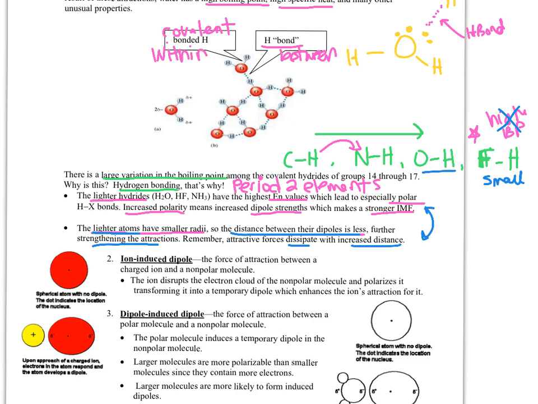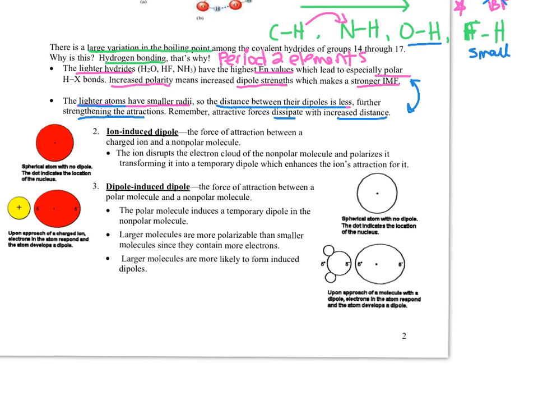The second type of IMF you want to be aware of is the ion dipole. The ion dipole is exactly what it sounds like. It's when you have a charged ion and you bring it near a nonpolar molecule. So if you look over here on the left, you'll see that you've got a nonpolar molecule right here. Nonpolar means it's not charged. All the electrons are evenly distributed.